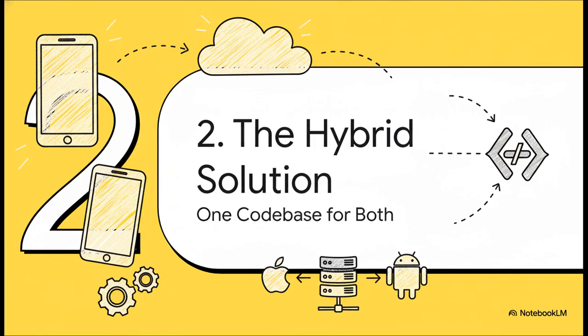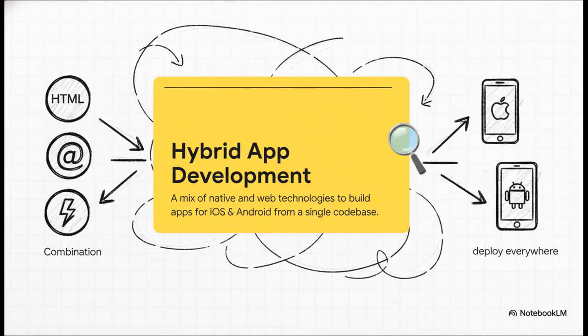Well, that brings us right to the star of our show, the hybrid solution. The whole idea is one code base to handle both platforms. So what is it, really? At its heart, hybrid development is exactly what it sounds like. It's a mix. It combines that native code that talks directly to your phone's hardware with the web technologies we all know, like HTML, CSS, and JavaScript. But the real magic, the key takeaway, is that single code base. You write the code once and it works pretty much everywhere.